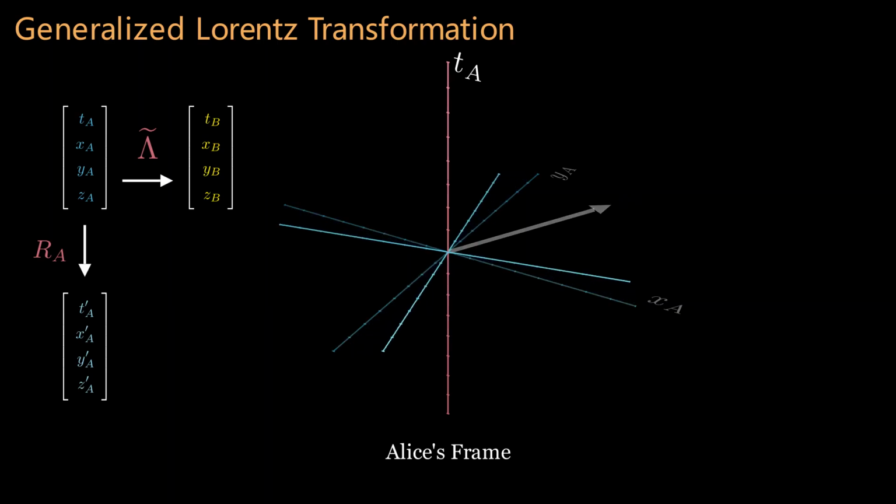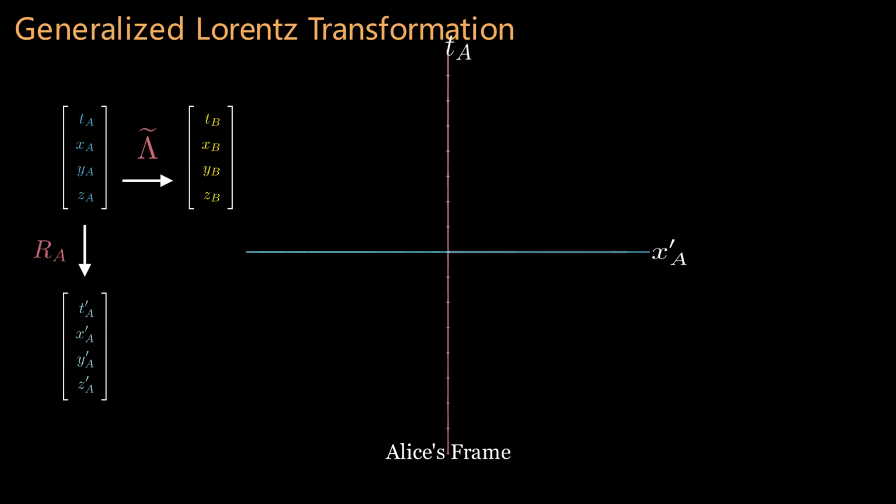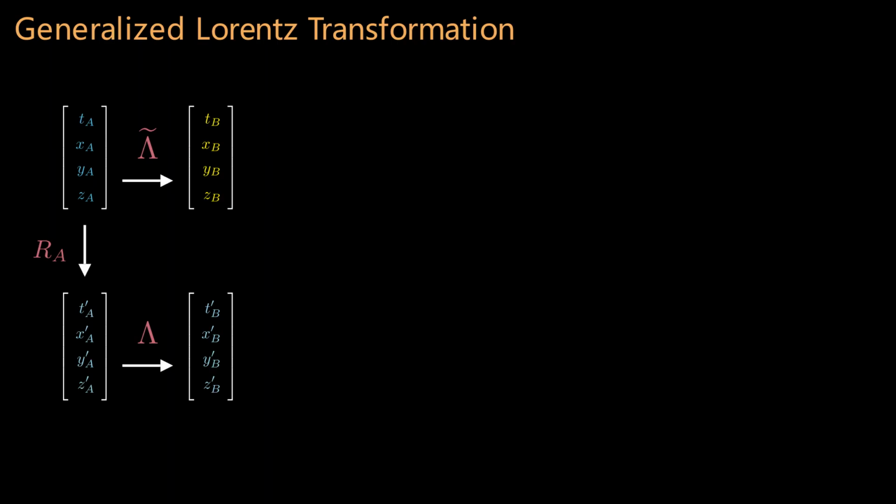Through the spatial rotation transformation, we can align Alice's x-axis with the direction of Bob's motion. Now Bob moves only along the x-axis of Alice's reference frame, remaining stationary in the y and z-axes. Using conventional Lorentz transformations, we can then convert the spacetime coordinates to Bob's reference frame. In this new reference frame of Bob, the x-axis still represents the direction of relative motion between Alice and Bob. If the final spatial coordinates of Bob's reference frame are not aligned with this, we can adjust the spatial axes of Bob's reference frame to the desired orientation through another spatial rotation transformation.